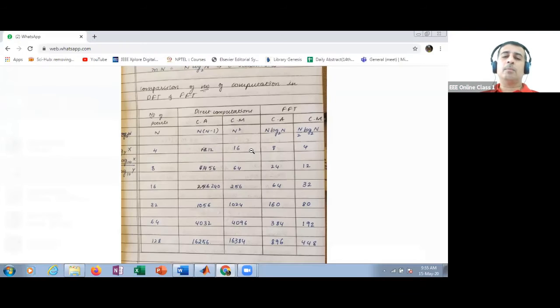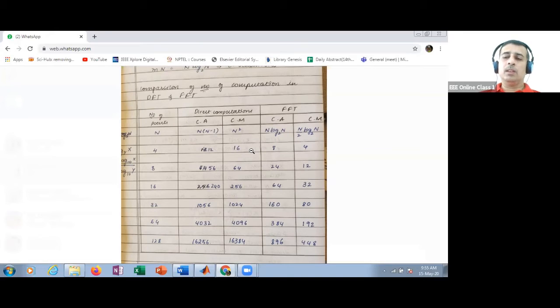See, that is the number of points, n equal to 4. For the direct computation and the FFT computation, there is a separate formula for calculating each. For the direct computation, the second column represents the number of additions and the third column represents the number of multiplications. That is for your direct computation.